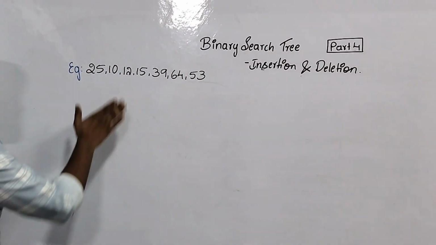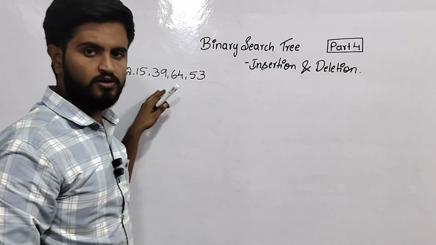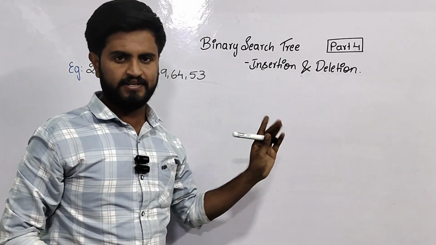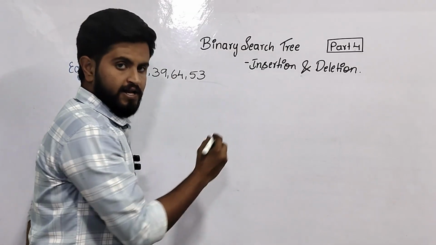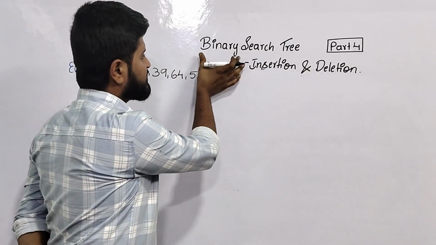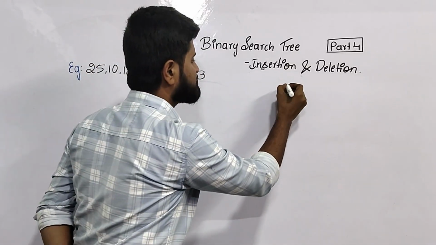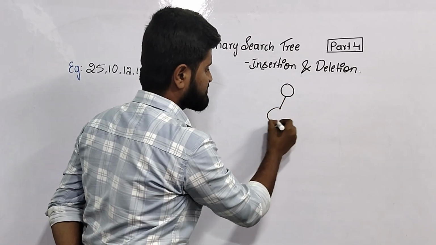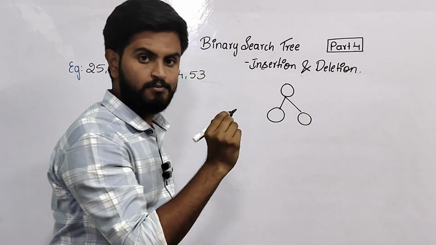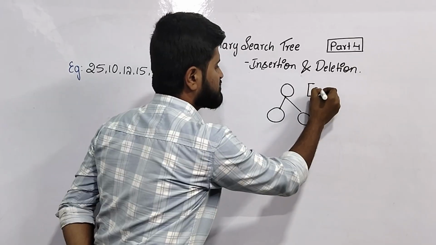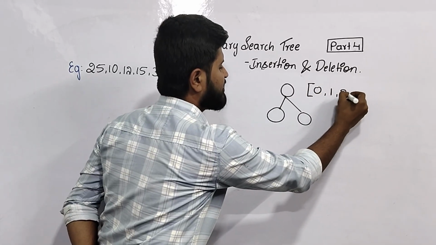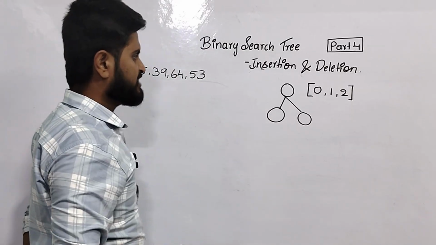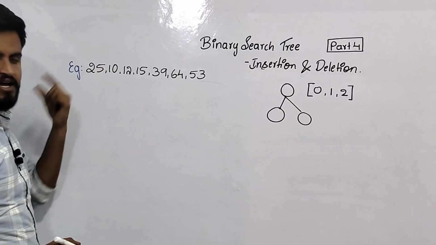Now, first let's insert the values or the elements given inside the binary search tree, and later let's delete. Now how to insert the values? As the name itself tells, it is a binary search tree. Binary means if I consider this as a node, this node can have a maximum of 2 children. That is, it can have 0 children, 1 child, or a maximum of 2 children.